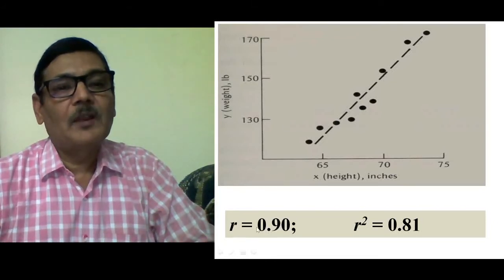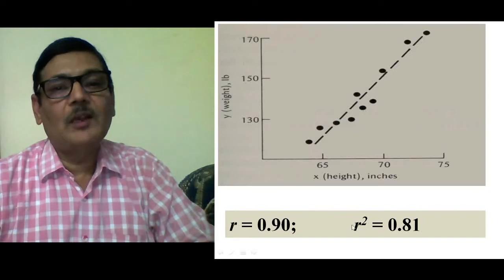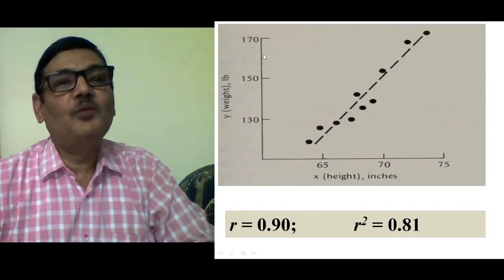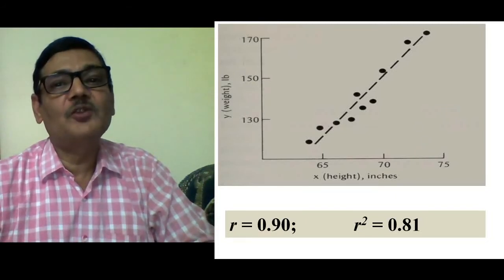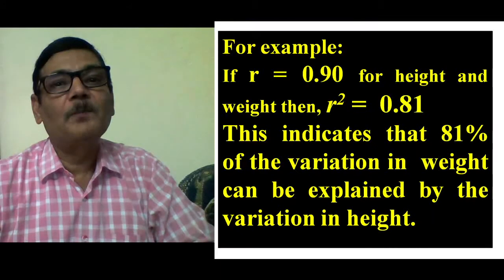It means its square, that is r square, will be 0.81, indicating that 81% variation in the weight can be explained due to changes in the height of the individuals. So this is the meaning of this coefficient of determination. It is a quite useful parameter.